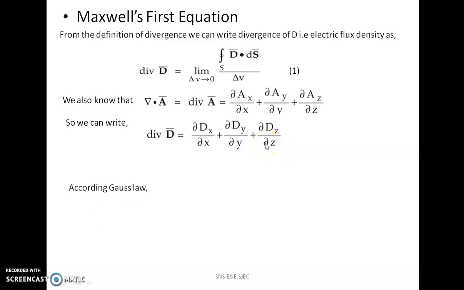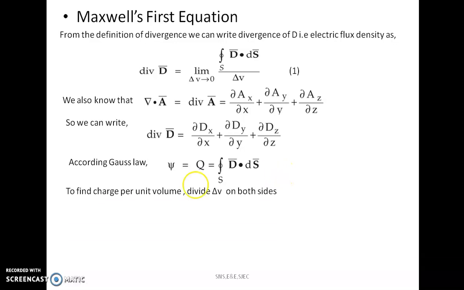Now, according to Gauss law, Q, that is psi or Q, is equal to the surface integral of D dot ds. Now I want to find the charge per unit volume. To find that, I will divide both the right side and the left side of this equation by delta V. After dividing, I get Q by delta V, which is equal to the surface integral of D dot ds divided by delta V.